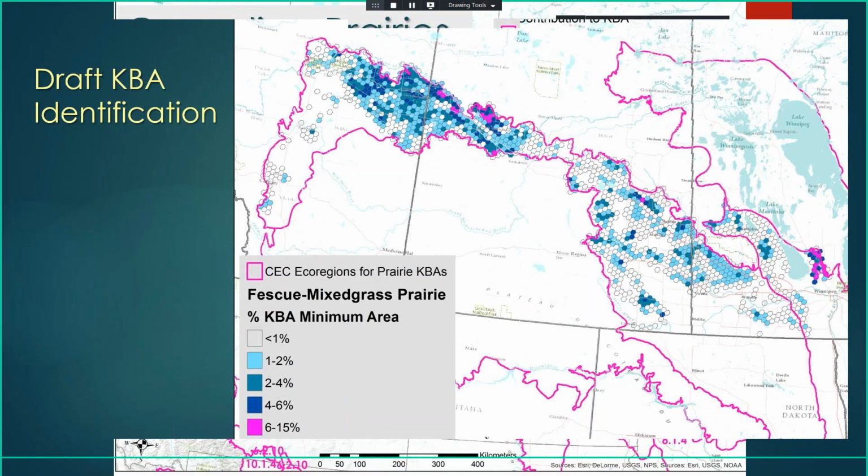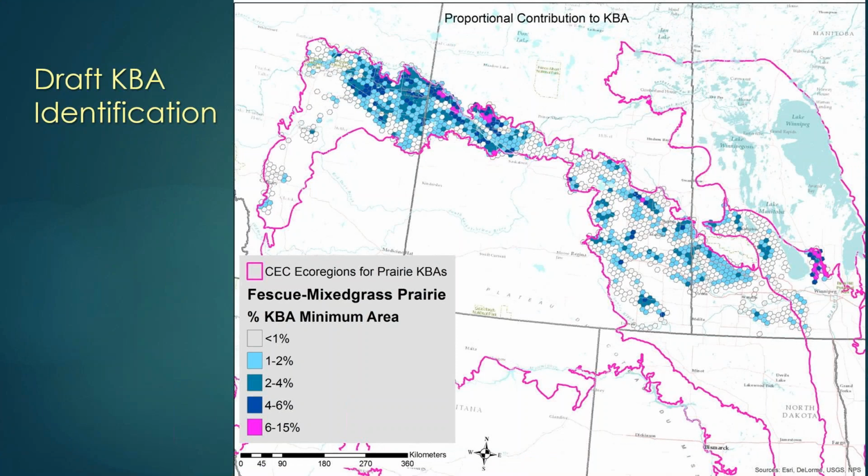We've got this assembled in these 100 square kilometer hexagons. We actually processed this into the proportion of the threshold for that type that is represented, based on our finest level spatial distribution of the vegetation within each of these. And this starts to point you towards places where you could see clusters might form that could possibly allow us to cross those minimum thresholds for KBA identification for something like the fescue mixed grass.